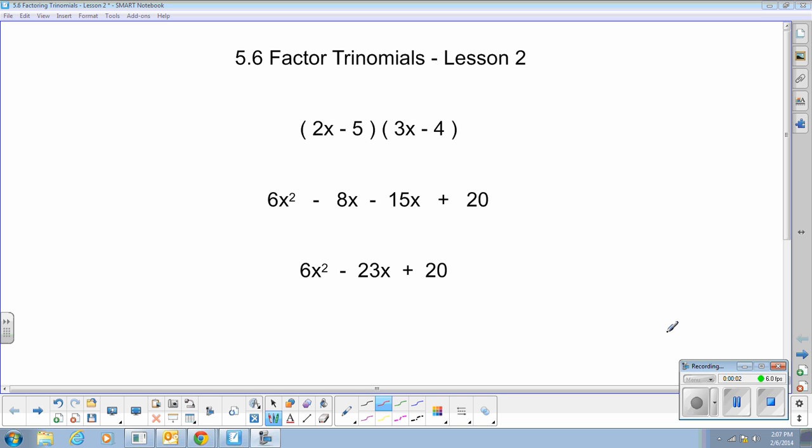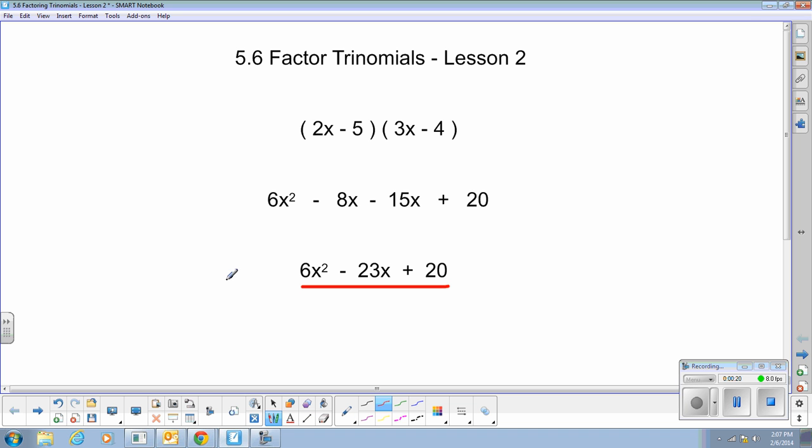Factoring trinomials from lesson 5-6 in our book. It's the second part of the lesson. We're also going to be continuing to take a trinomial like the one here, 6x squared minus 23x plus 20, and we are going to factor to get an answer of a binomial times a binomial.